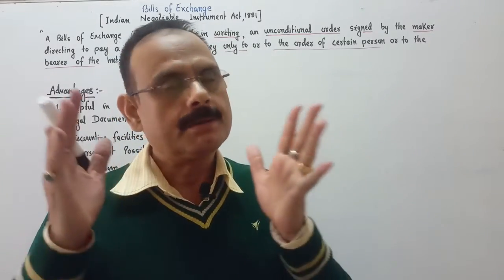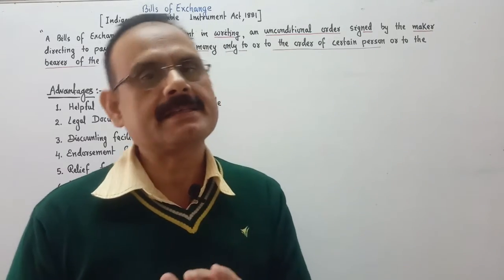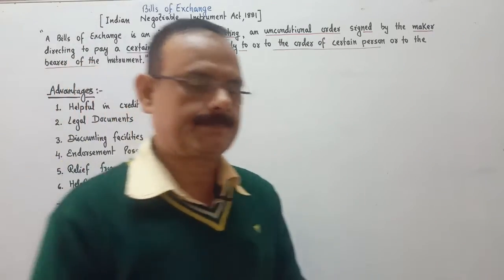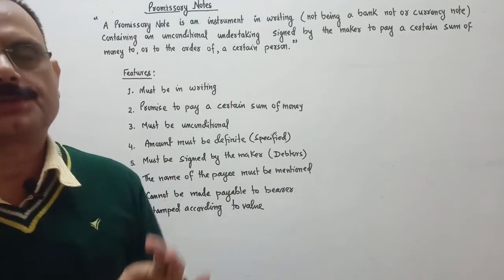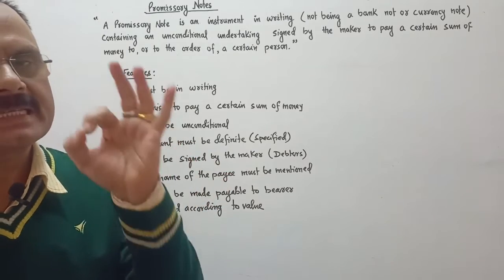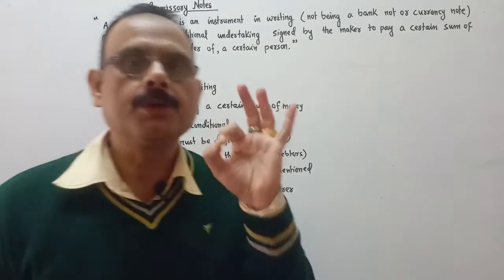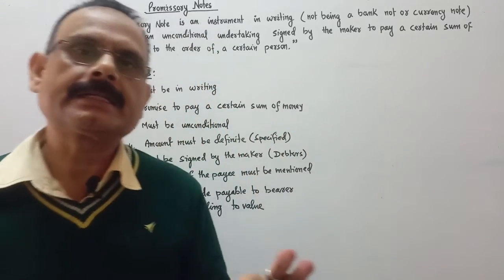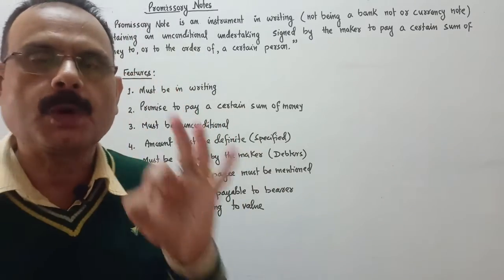Big business can be operated by us with a smaller amount of capital if credit facilities are there in the market. Next topic is promissory notes. After bills of exchange, the next subtopic is promissory notes. This also comes under the Indian Negotiable Instruments Act, 1881.